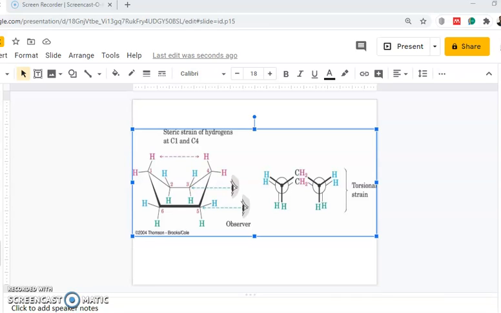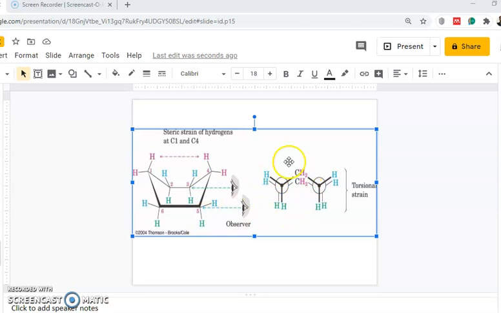Now we discuss the boat form of cyclohexane. In the boat form of cyclohexane, you can see the four carbon atoms 2, 3, 5, 6 are in one plane, while the first and fourth carbon are above the plane. This somewhat looks like a boat, that's why it is called the boat form. And this is the Sawhorse representation of the boat form of the molecule cyclohexane.